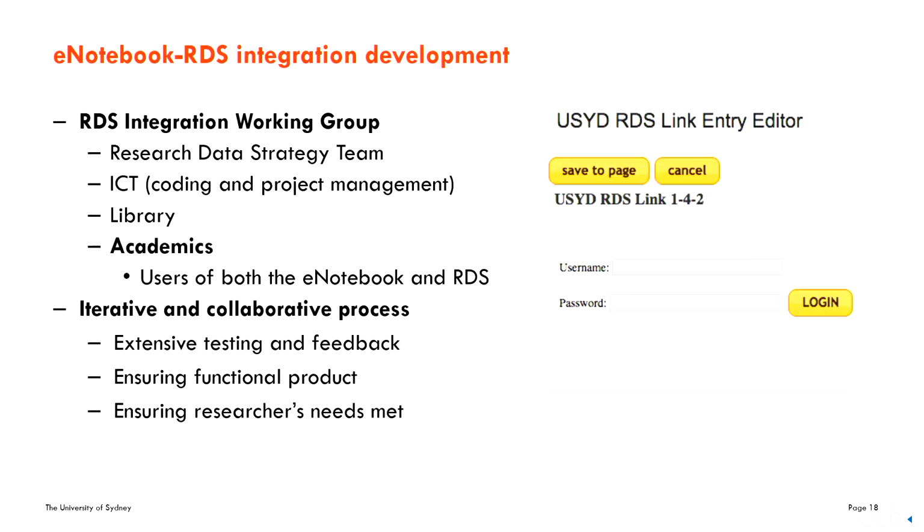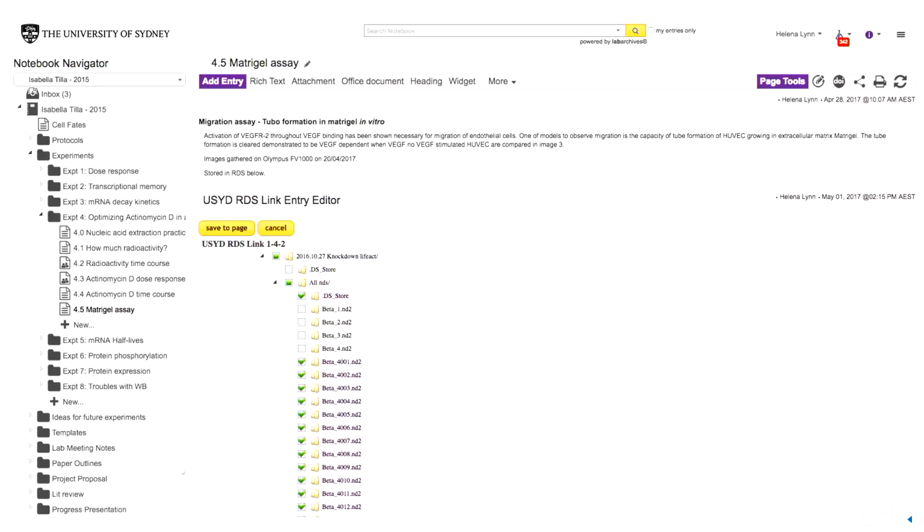So this is what it looks like when you insert it into a LabArchives entry. We've called it the UCID RDS link. So essentially, you just need to log in with your university credentials. So this is our UniKey system, so just a username and password. Once you log in, this is what you see. So this is going back to that sample page. You can see in the bottom half, there is this widget that's open.